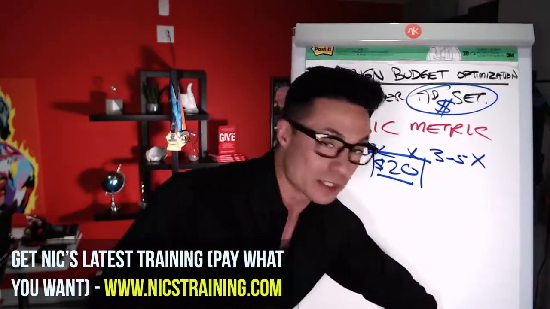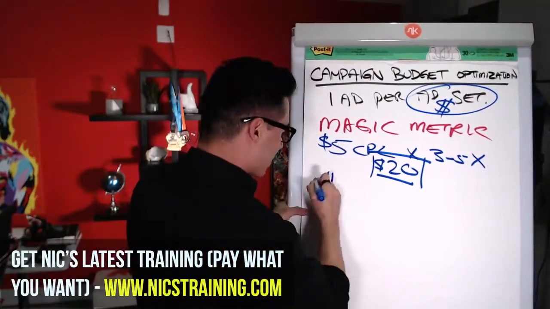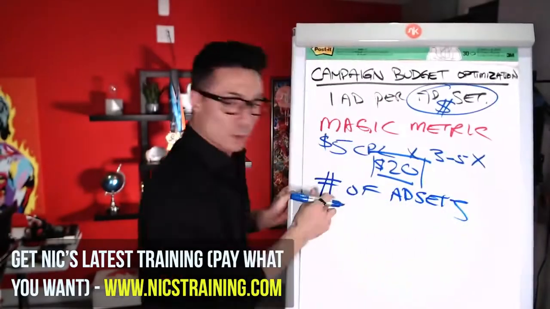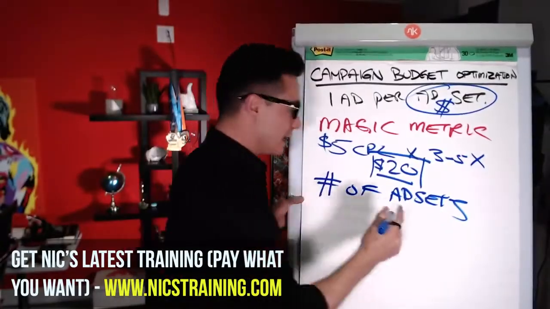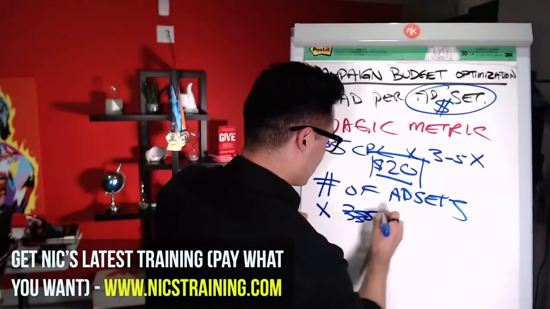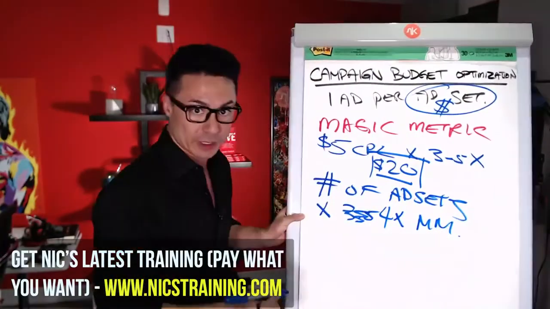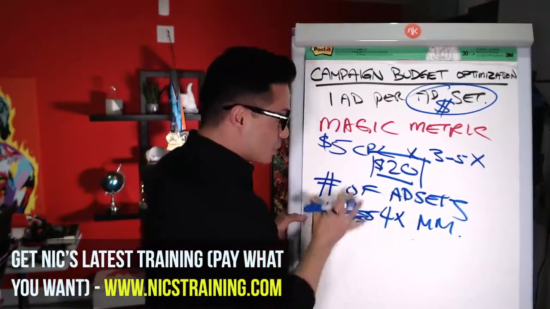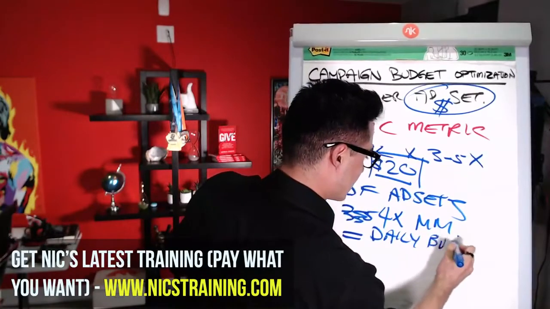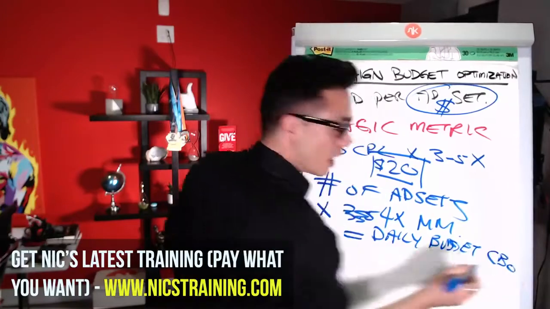Just to make sure that you're tracking here, in fact, let me use this blue here. We're going to take the number of ad sets and times that by 4x your magic metric, and this equals your daily budget for campaign budget optimization here.